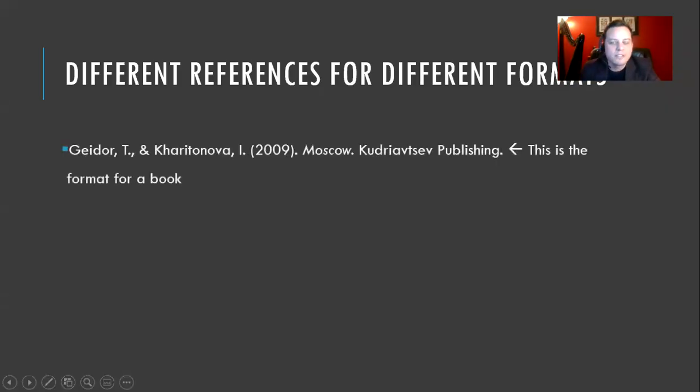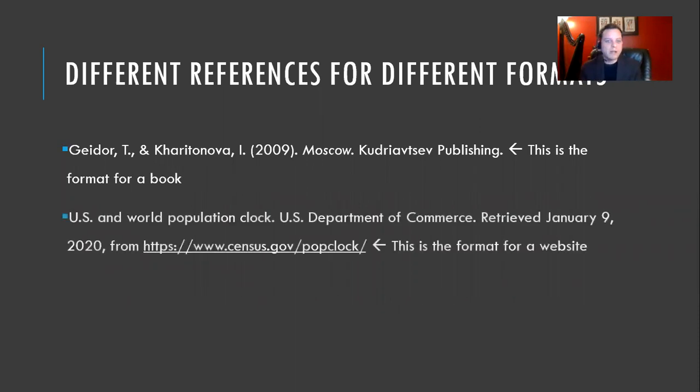So there are different ways, different formats, let's say, to write down your references. Whether it's a book, that's what you see on the screen now. If it's a website, that's the format to use for a website. You've got the date it was retrieved, because websites can change every day. And the link. That's the format for a website, but there are different sources.